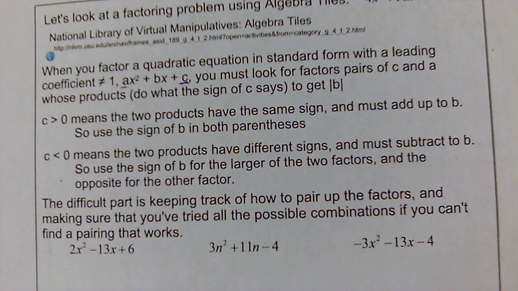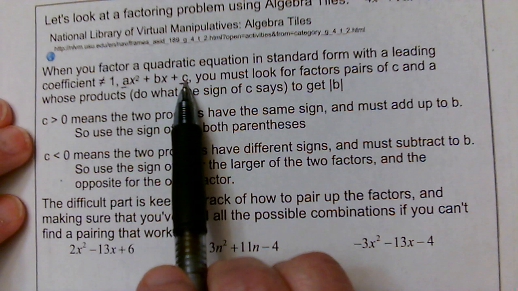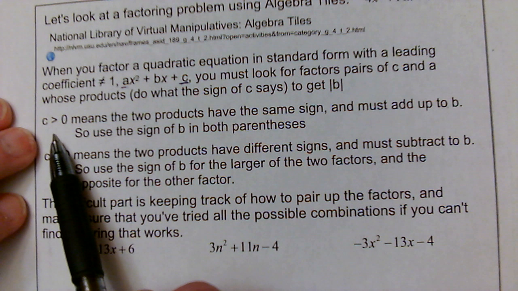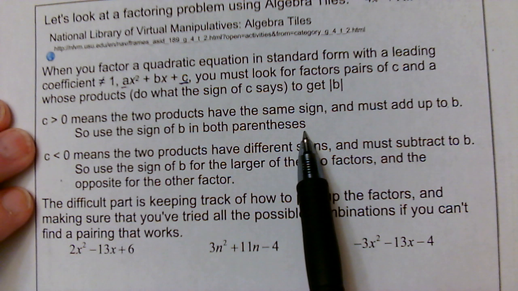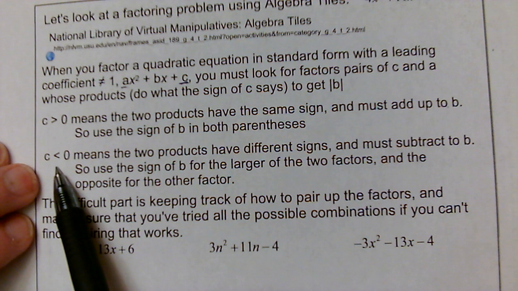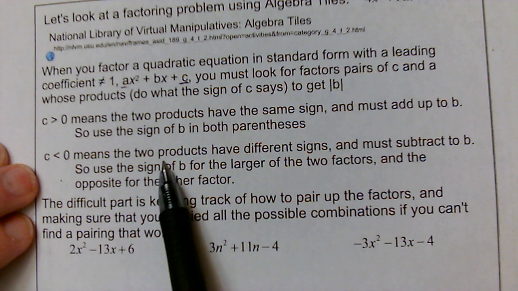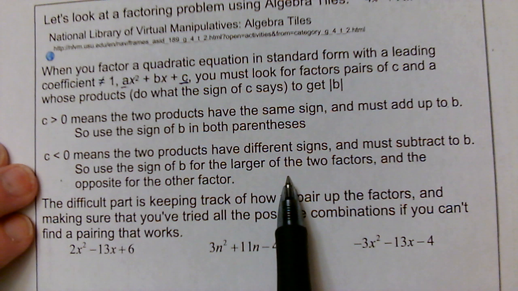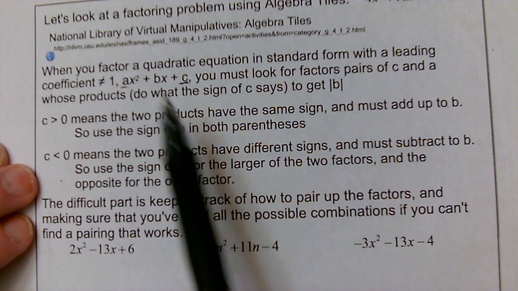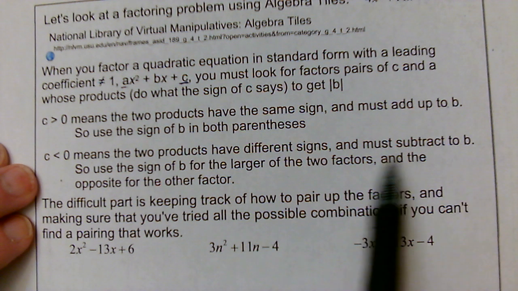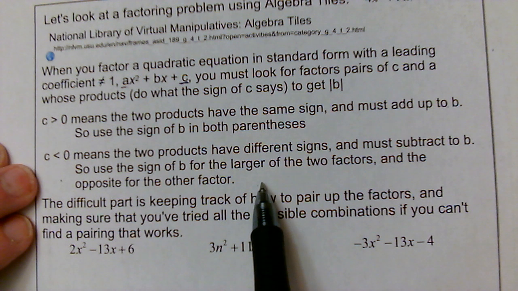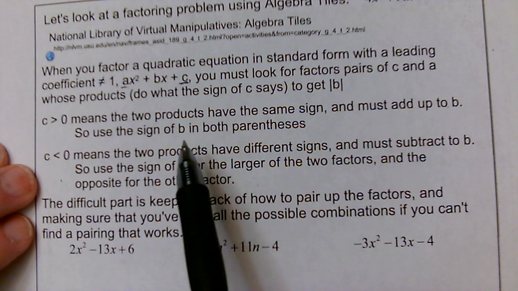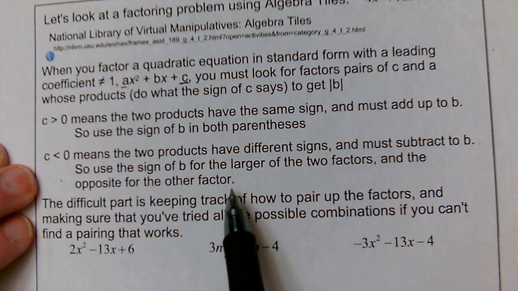Then we have to decide about the signs. And again, this is very similar to what we did when the leading coefficient was 1. If the c at the end is positive, that means the 2 products have the same sign, and you look at the sign of the middle number to figure out what sign to use. But if the c value is negative, it means the 2 parentheses have to have different signs, and they have to subtract to give us the number in the middle. So whichever one the middle has, the bigger product, not just the bigger factor, but the bigger product of the outer two and the inner two would be the one that gets the sign of the middle.